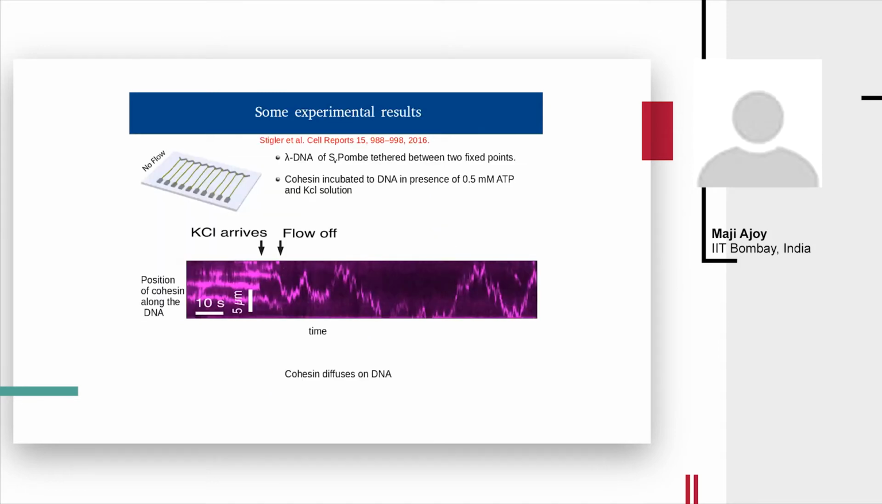Now I will briefly tell you about the motion of these SMC proteins along the DNA. This is an experiment done by the Stigler group, where lambda phage DNA was fed out at protein and then cohesin was incubated. In this picture, the x-axis represents the position of cohesin along the DNA and the y-axis is time. What you can see is that the motion of cohesin along the DNA is purely diffusive, purely random.